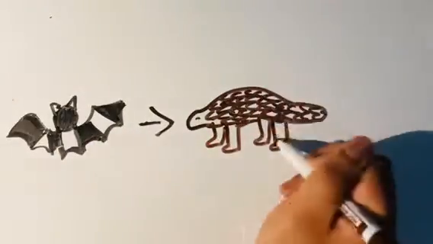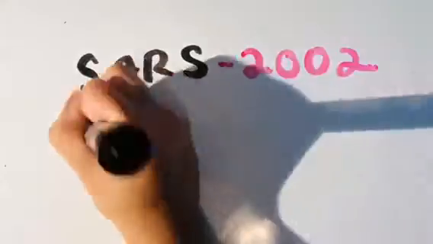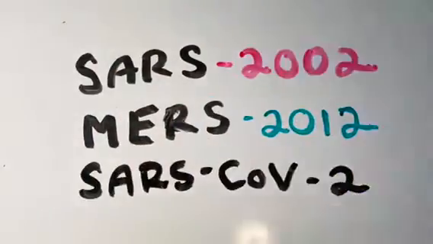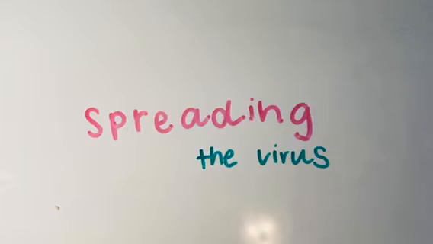It was a bat virus that passed through a pangolin and developed the ability to jump species and transmit through people, causing this global pandemic. Since 2002, there have been 3 coronaviruses to do this. SARS in 2002, MERS in 2012, and SARS-CoV-2 are 3 coronaviruses that caused widespread epidemics and pandemics.